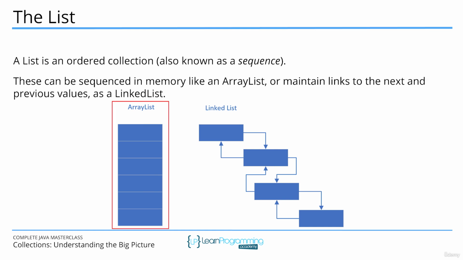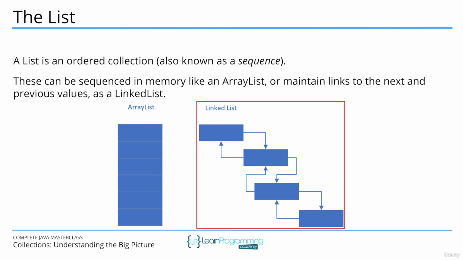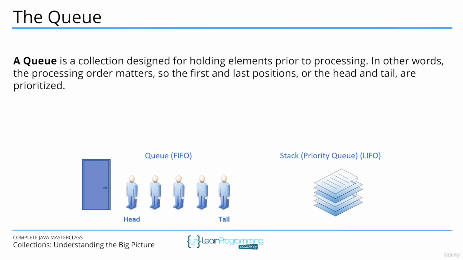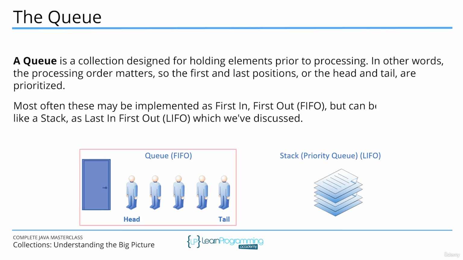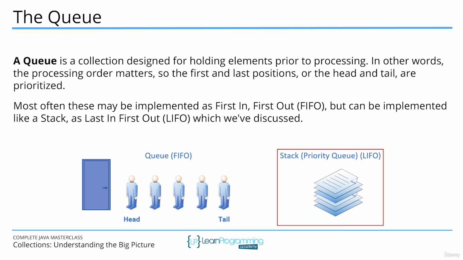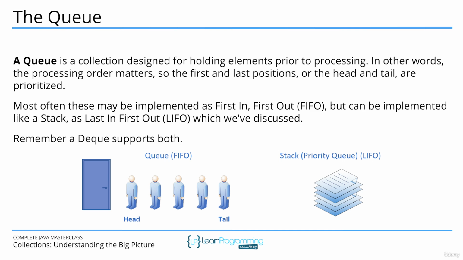These can be sequenced in memory like an array list, or maintain links to the next and previous values as a linked list. A queue is a collection designed for holding elements prior to processing. In other words, the processing order matters, so the first and last positions, or the head and tail, are prioritised. Most often these may be implemented as first in, first out, FIFO, but can be implemented like a stack as last in, first out, LIFO, which we've discussed. Remember, a deque supports both.